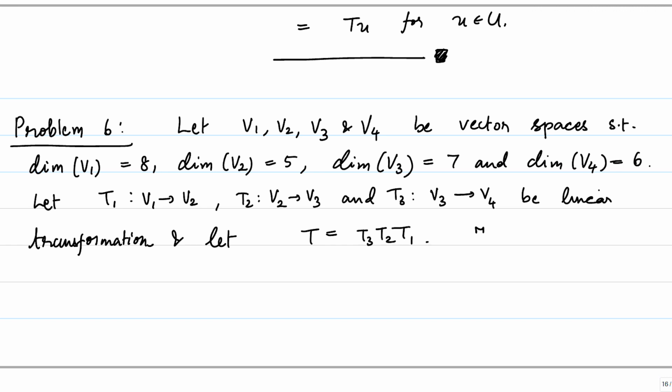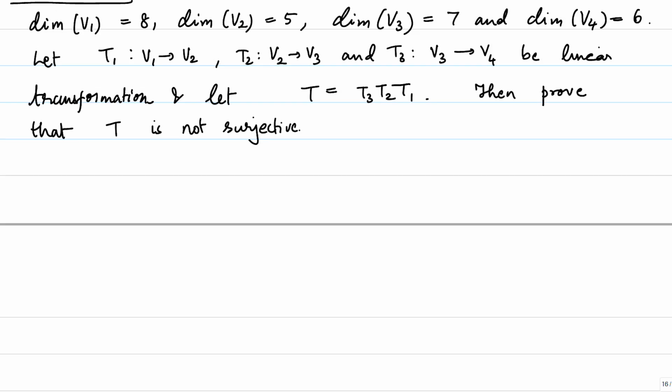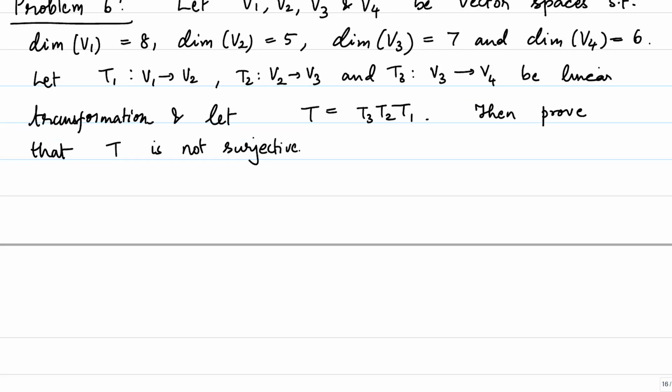Okay, the problem is to prove that T is not surjective. If you notice, we have absolutely no information about the specifics of T1, T2 or T3. They are some linear transformations. In fact, consider any linear transformation from V1 to V2, call it T1, consider some other linear transformation T2 from V2 to V3 and so on. And you look at the composition, whatever those linear transformations are, this problem tells us that it cannot be a surjective linear transformation. So let's give a proof of this statement.